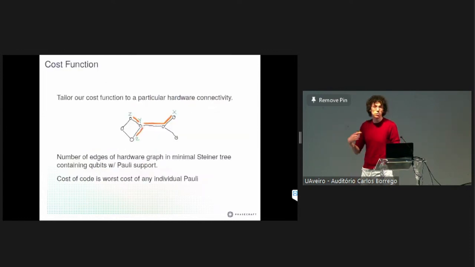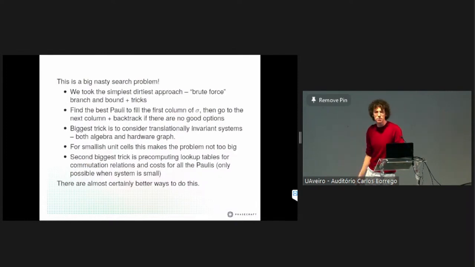For our purposes, we were looking at hardware. The cost function we looked at was: if we're mapping to polys, we look at the minimal Steiner tree that includes the vertices where the polys act, because that acts as a stand-in for the cost of performing a unitary operation generated by that poly. The cost of whatever code we find is the worst cost of any individual poly. It's a big, nasty search problem.